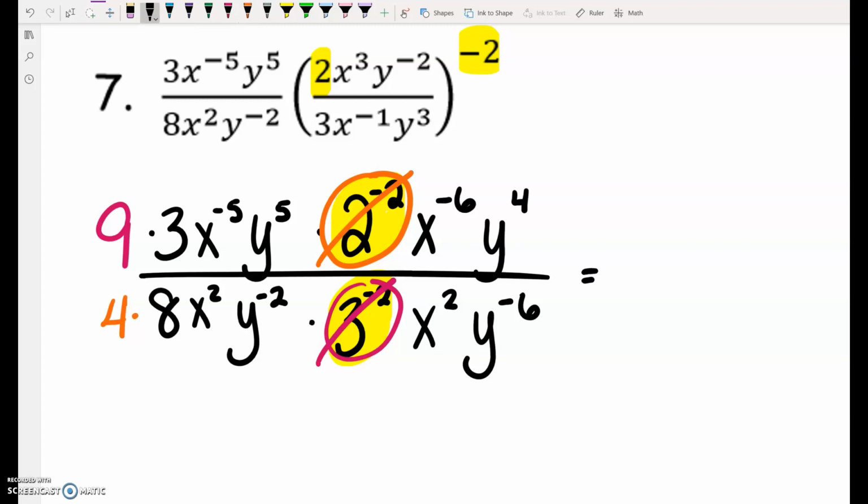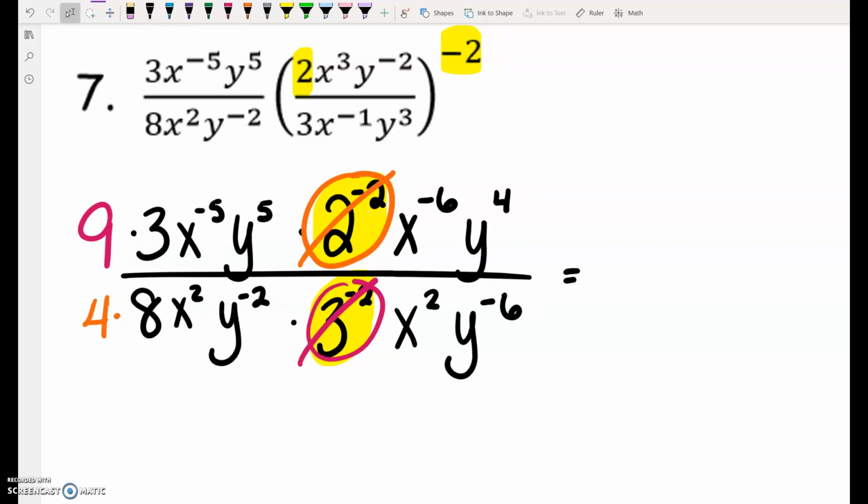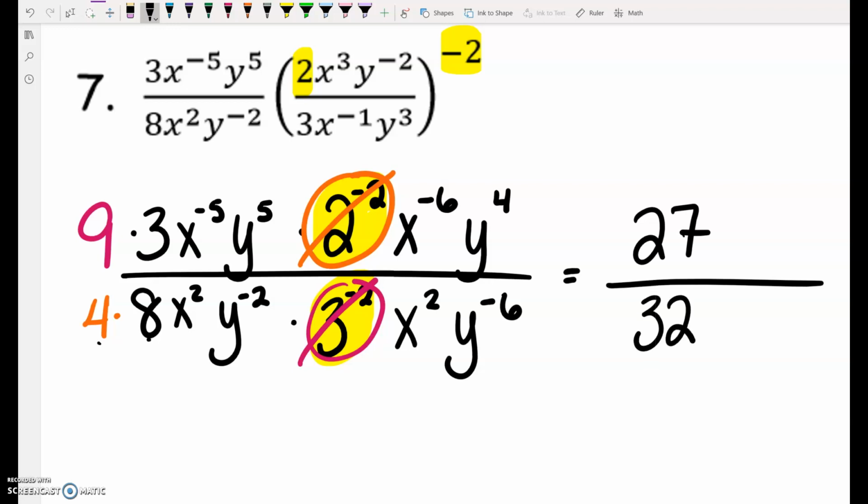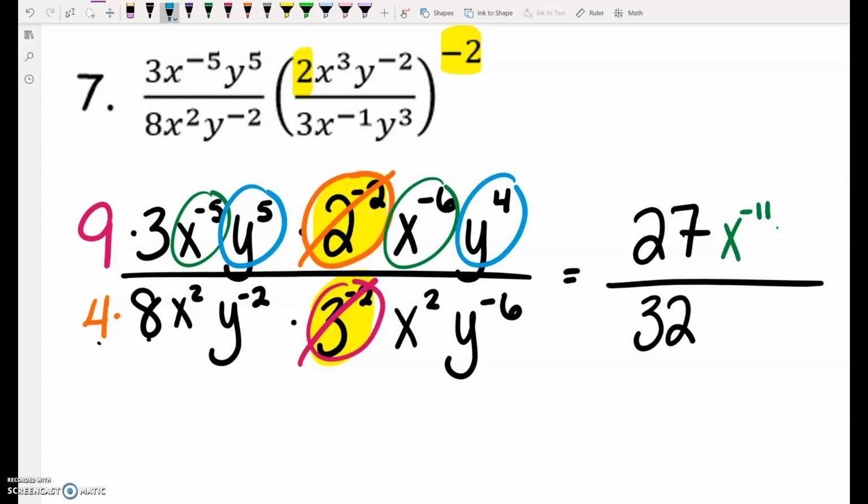Now we can actually multiply everything on the top together and everything on the bottom together. So on the top, 9 times 3 is 27. The 4 times the 8 is that 32? Sometimes my multiplication facts elude me. I've got x to the negative 5th and x to the negative 6th. That would be x to the negative 11th. Y to the 5th, y to the 4th. That would be y to the 9th.